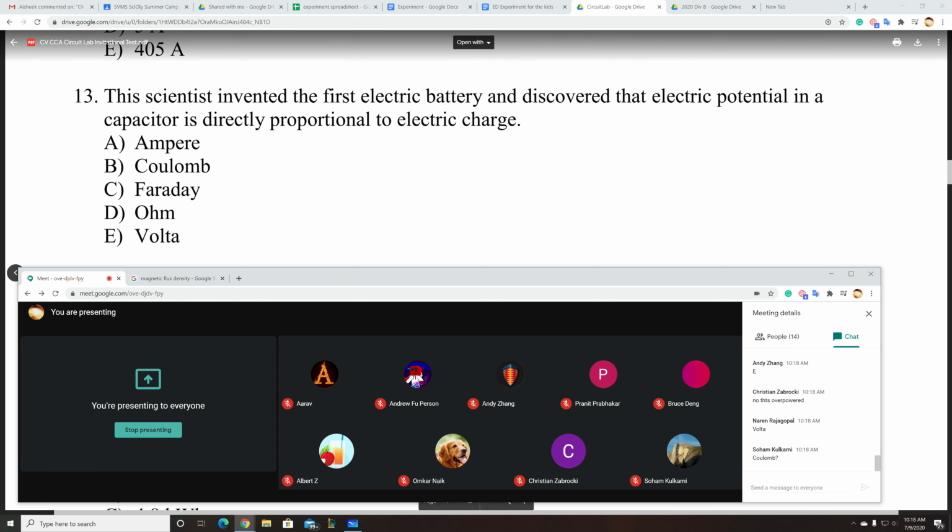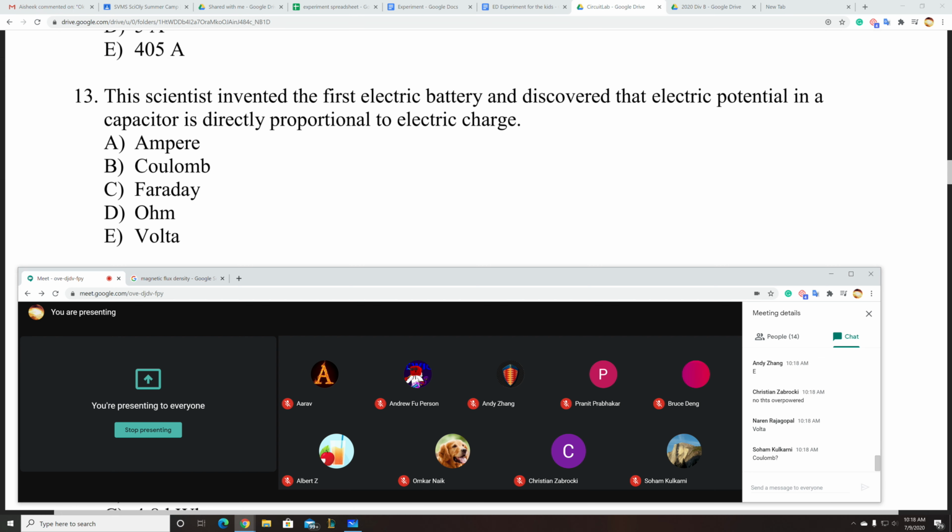And then, okay, so number 13, can you guys solve? I'm pretty sure if you guys think about this correctly, you would understand this pretty easily. Yeah, it's Coulomb.